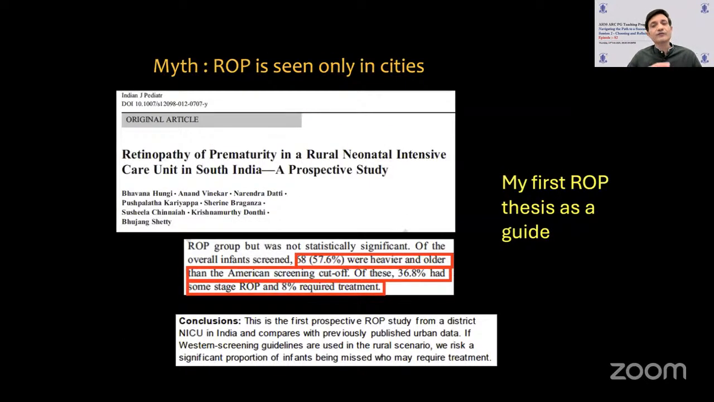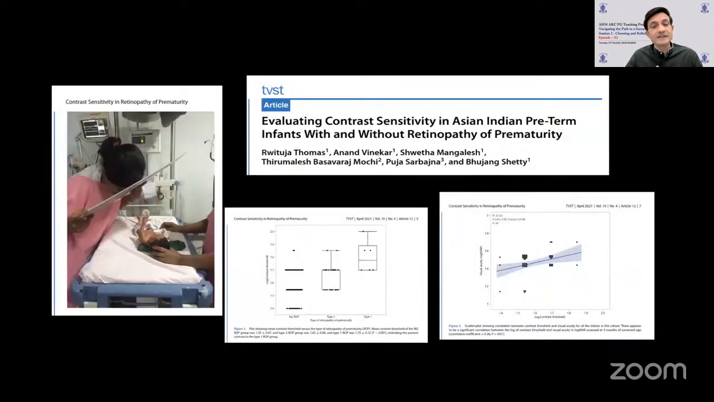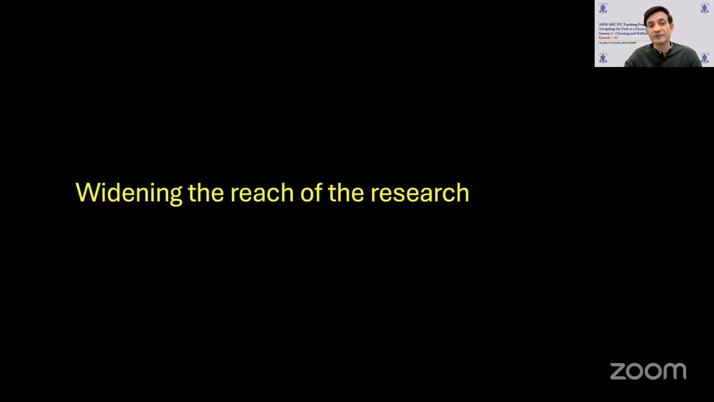And I think a full cycle comes in when you become the mentor, and then your students start taking ROP theses. So this was the very first one, and this was the first prospective rural study, and it really shattered the myth that ROP was seen only in the bigger centers. So this was 2012. And then years later, Dr. Rituja did this study where we looked at contrast, in a completely new tool, which was never used at least on preterm babies. And we found that if we picked up impaired contrast, we can use that impairment to predict which babies will have poorer vision months and years later on.